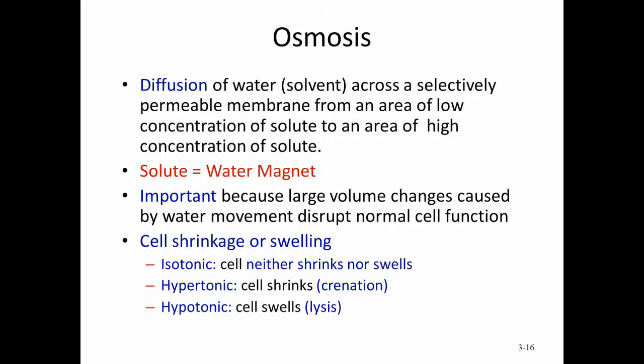Hypertonic solution, again, we're talking about the solution, not the cell. Hypertonic solution, let's say we dump a whole lot, maybe 1 or 2% of sodium chloride into that water. Now that's going to be a lot more salt than what's inside the cell. Remember, salt is a solute. It is a water magnet, which means it's going to draw the water out of the cell and cause that cell to shrink. We call that crenation. Okay? So cell shrinkage is crenation.